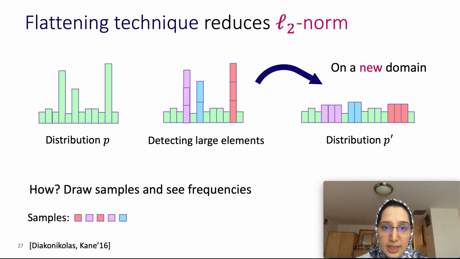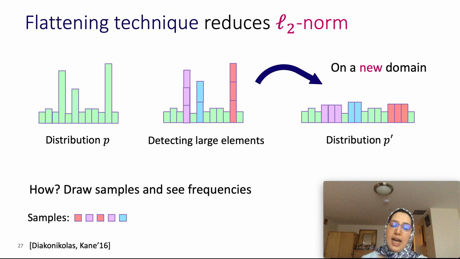So for example, here, I draw samples that are shown in the slide. I see a red element twice, and I just add that number to 1 and split my element into 3 bins. And note that this is essentially my flattening scheme, how I split the elements.